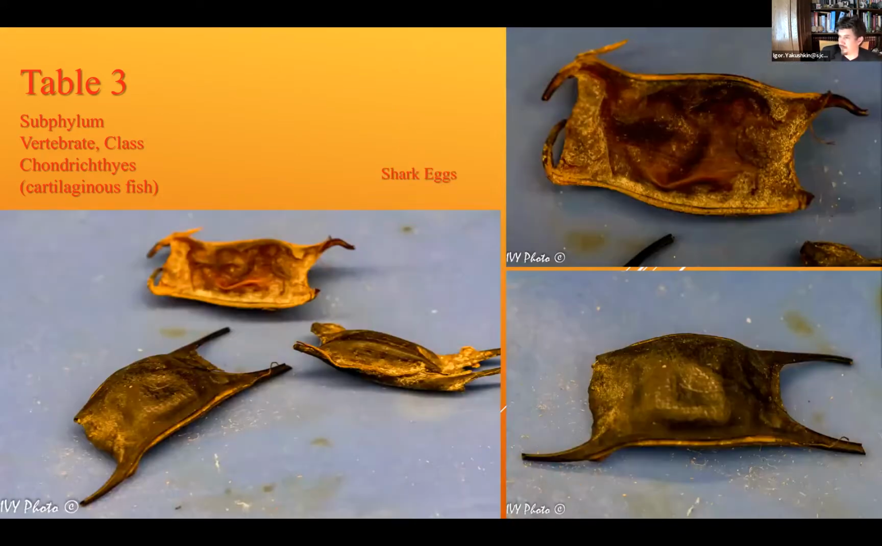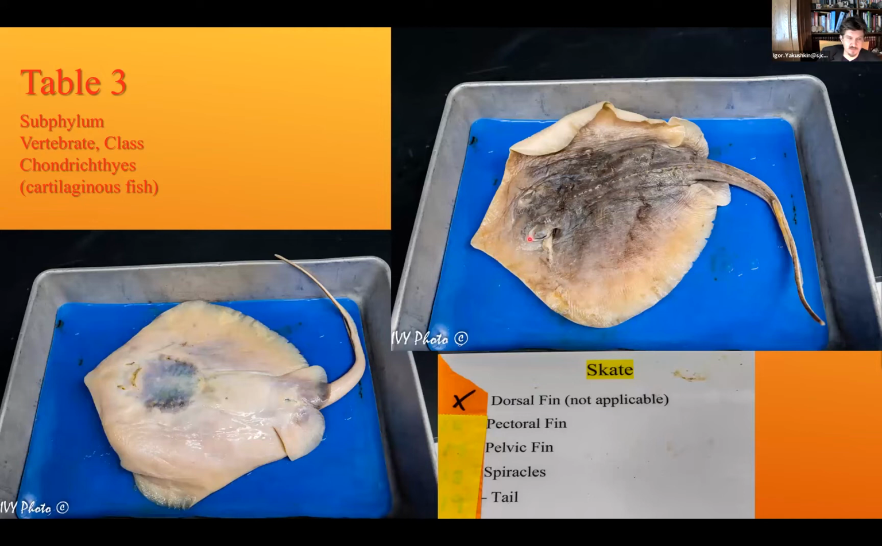All right, what is the function of the spiracles? Spiracles are very important. Let me show you the spiracle. You see, this is the eye. This is a preserved skate, and I think we have the mount specimens as well. So this is the eye. Right behind the eye, there are openings on either side.